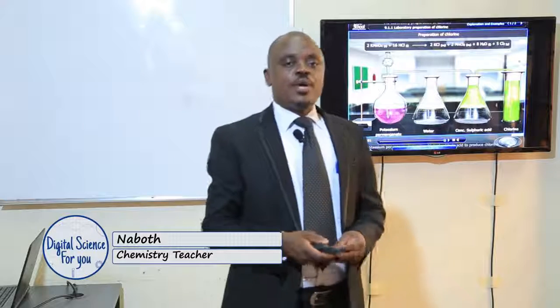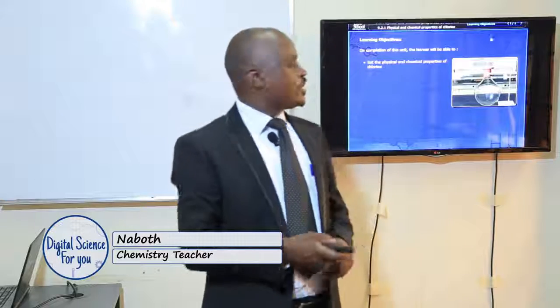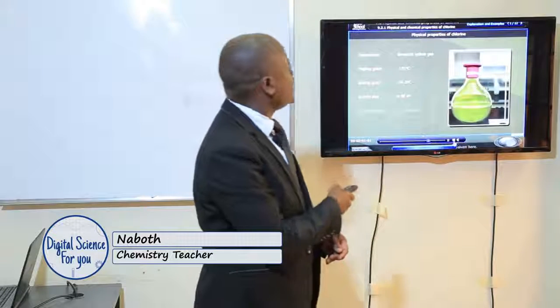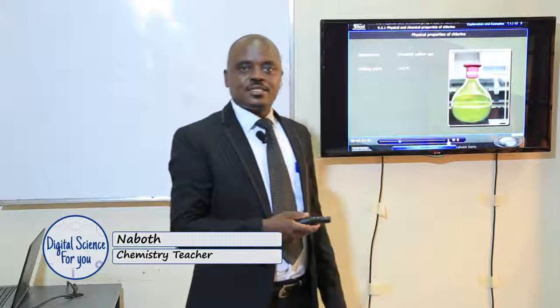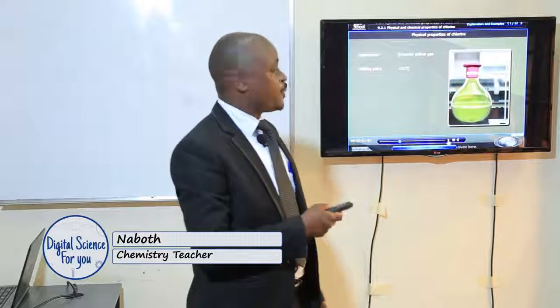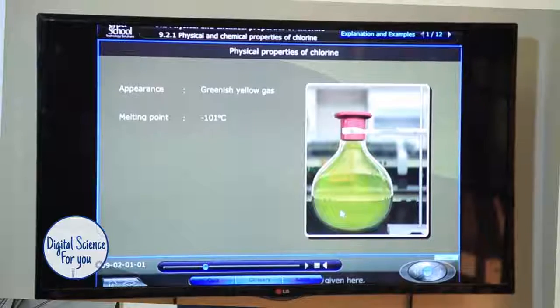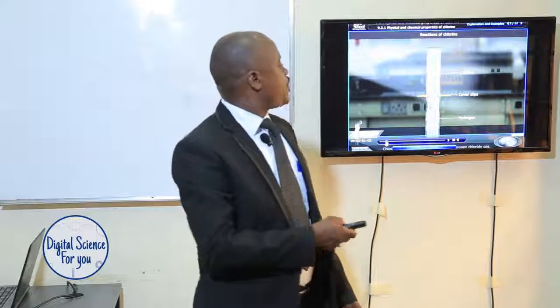Remember, all the gases that have been prepared in your class have been colorless. But today, we see that chlorine is not colorless, but it is a greenish yellow gas. Wonderful. You cannot see this in school since we don't prepare the gas, but digital science can show you the gas. Isn't it wonderful? So, after looking at the physical properties of chlorine gas, let's look at the chemical properties of chlorine.